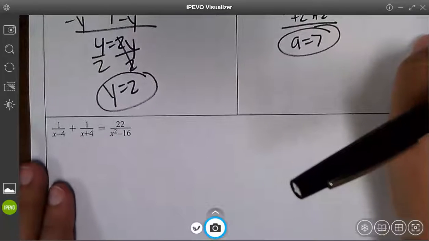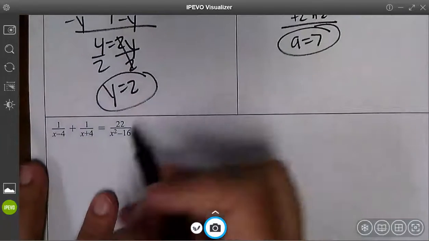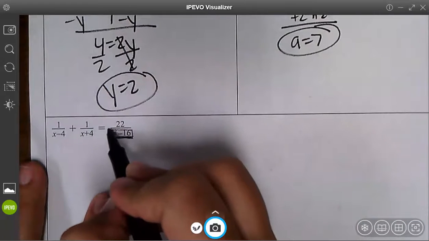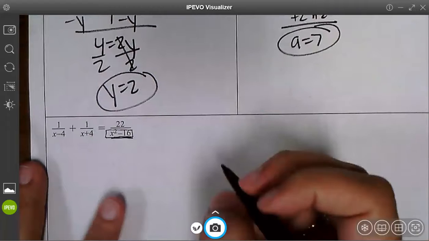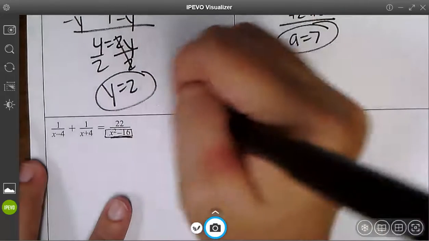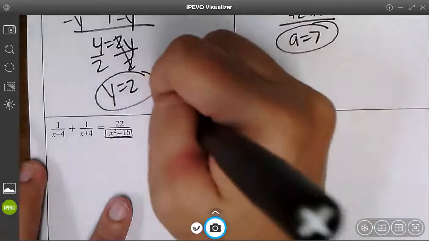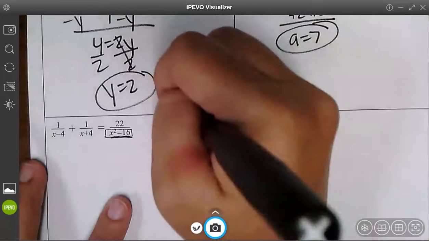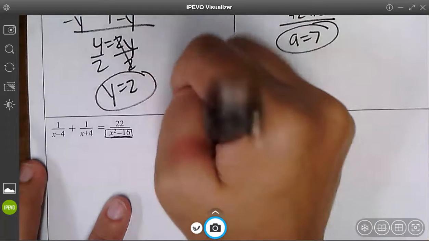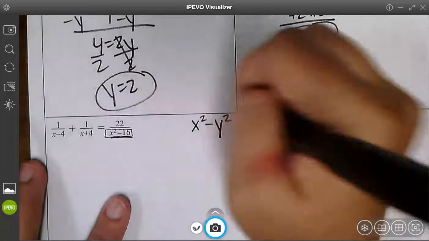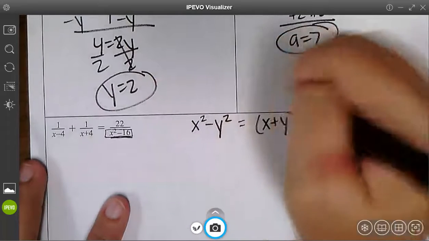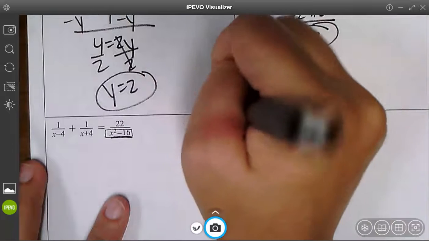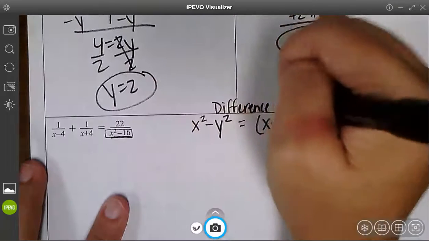And then the last one, this one right here is called difference of squares. Difference of squares is a way to factor that you should have gone over in Math 1. When you have the difference or subtraction of two perfect square factors, so x squared minus y squared, then you can factor that into x plus y and x minus y. Difference of squares.